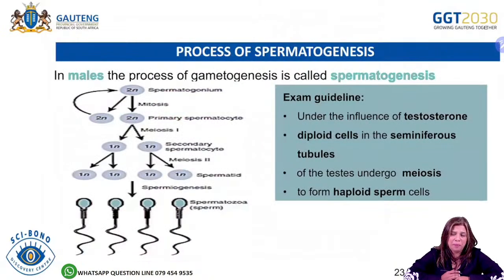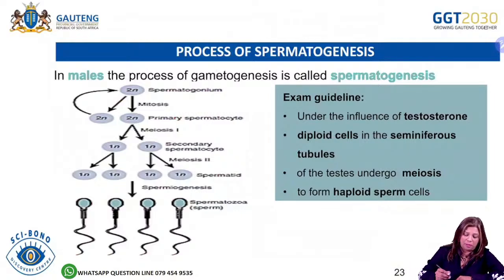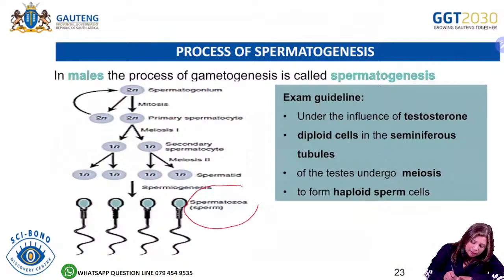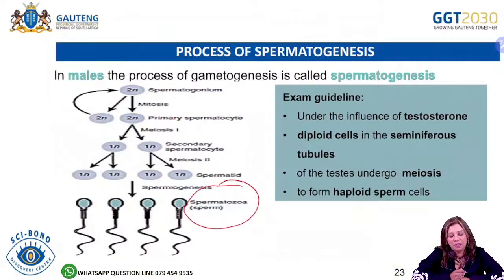So let's be specific now. Let's talk about the process of spermatogenesis. Okay, we already know what spermatogenesis is, don't we? In males, the process of gametogenesis is called spermatogenesis. Already we can see the end product here. We can see it's sperm. Spermatogenesis. Genesis, creation of sperms.